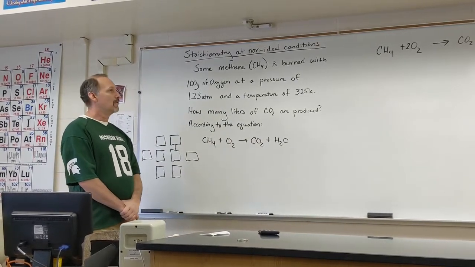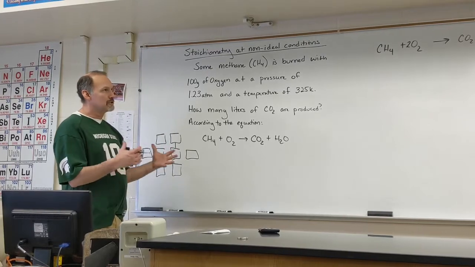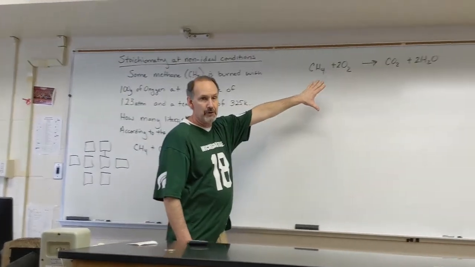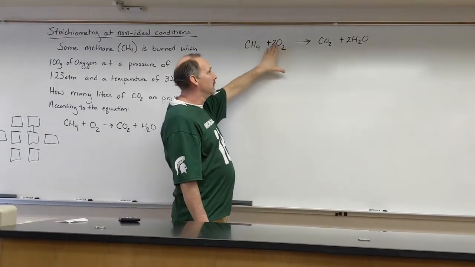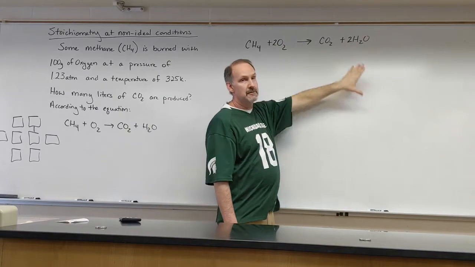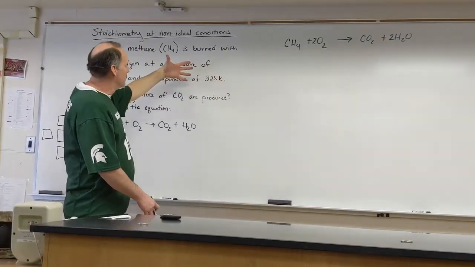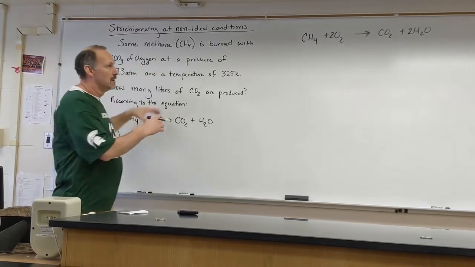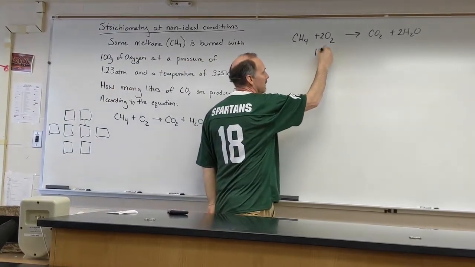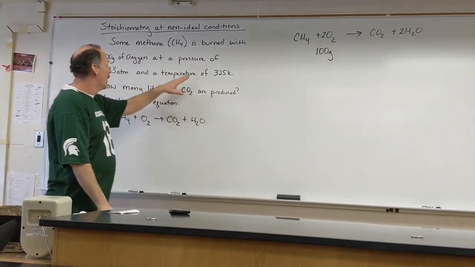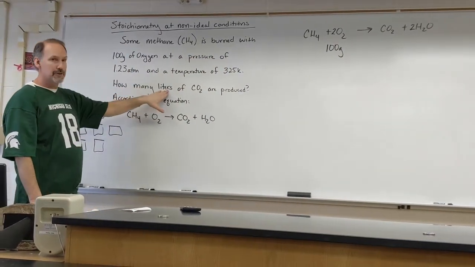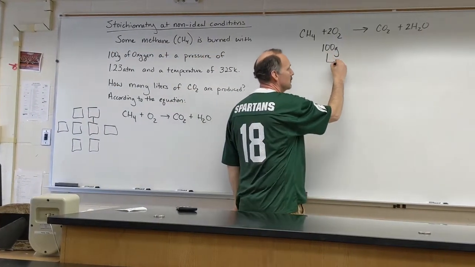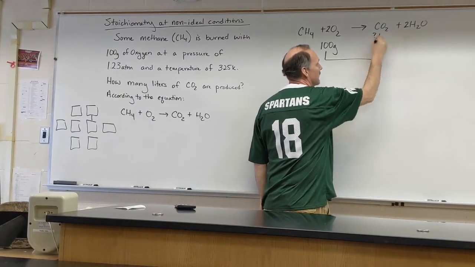And so now what we want to do is figure out how much of each one. To do the problem, we start off the same way we did before. We draw a picture of the problem. So here's our equation. I balanced it, so I added my coefficients in. I go back to my problem and pull out the information. We're given 100 grams of oxygen, so we'll put 100 grams right here. And they want to know how many liters of CO2 are produced, so we're going to go to CO2 and find liters.